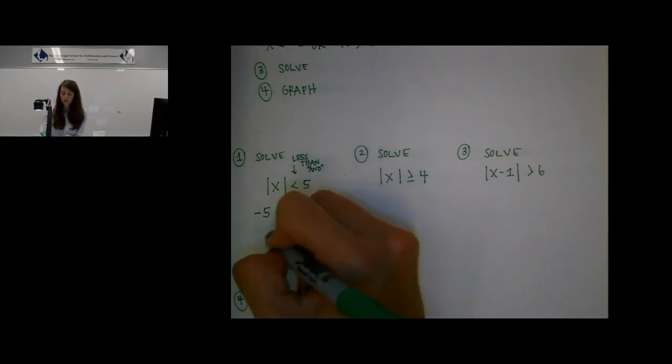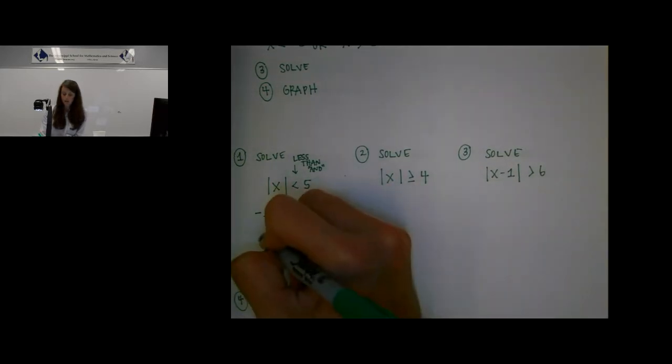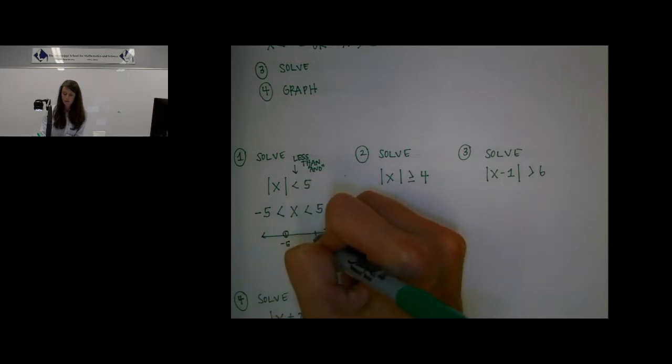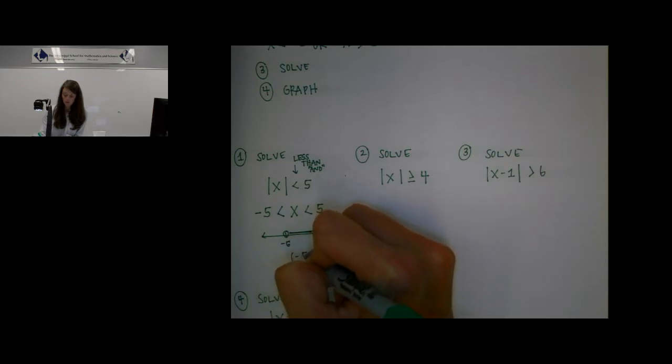I don't have to do any solving, so now I can graph this. So at negative 5 we'll have an open circle. At a positive 5, an open circle, and it's everything in between here. So it'll be everything in between negative 5 and a positive 5.